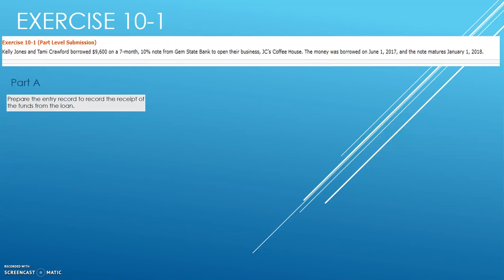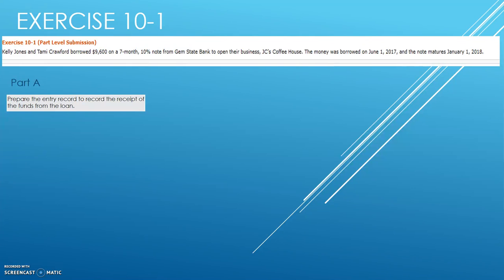Kelly Jones and Tammy Crawford borrowed $9,600 on a 7-month 10% note from Gem State Bank to open their business, JC's Coffee House. The money was borrowed on June 1st, 2017, and the note matures on January 1st, 2018.